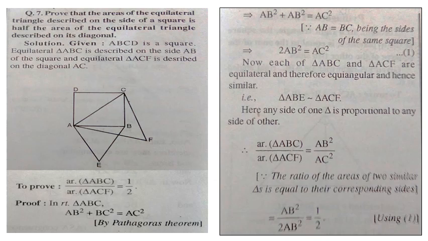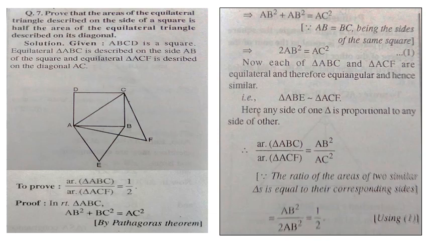Now, each of triangle ABE and triangle ACF are equilateral triangles, and therefore they are equiangular, and hence they are similar. We know that all angles of equilateral triangles are equal to 60 degrees. Therefore, all equilateral triangles are similar. Therefore, triangle ABE is similar to triangle ACF. Since they are similar, their corresponding sides are proportional.